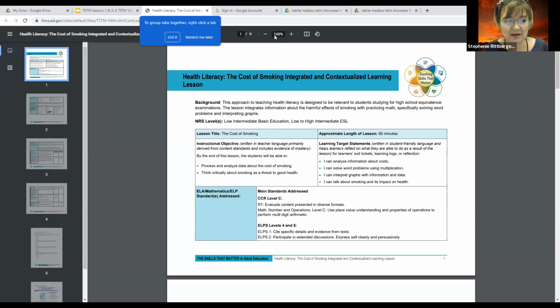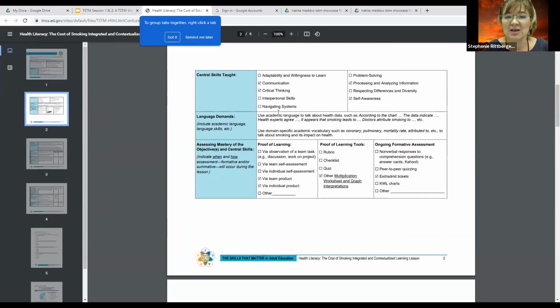Let me see if I can get into that part. It's going to actually tick off the boxes. So you can see that in this lesson, they believe that you're going to be using communication skills, critical thinking skills, processing and analyzing information, and the self-awareness piece. And then, when I was looking at it, I really thought to myself, I can add the respecting differences piece, specifically because of the group that I had pulled together, and the fact that there were really great materials that I knew existed through Great Plains Tribal Chairman's Health Board.